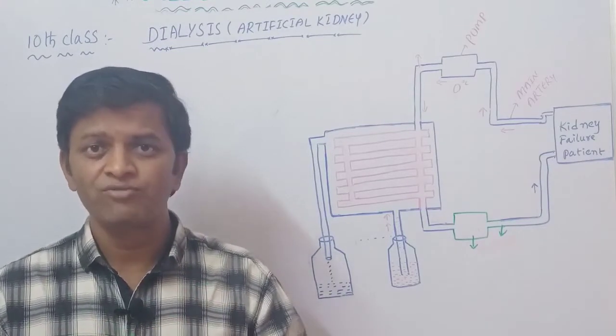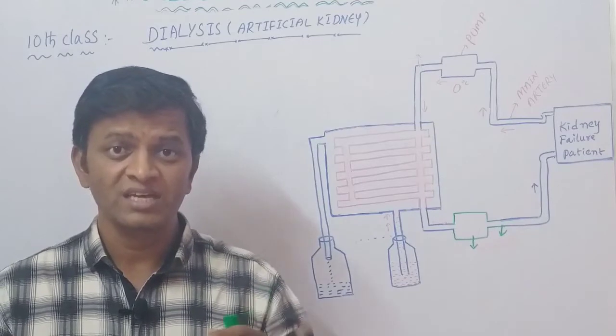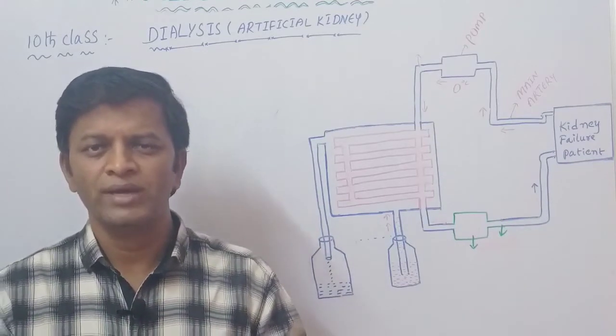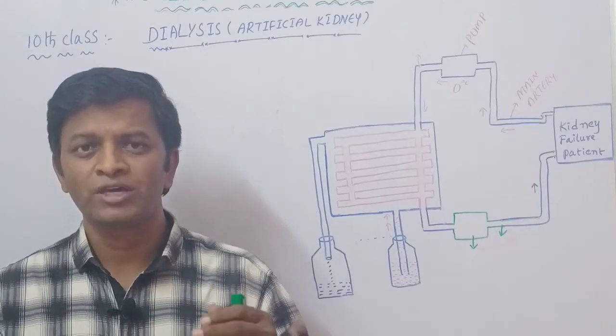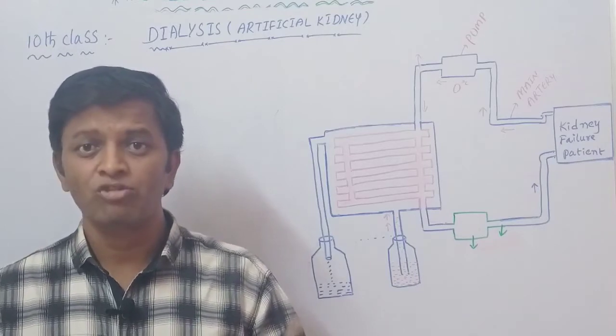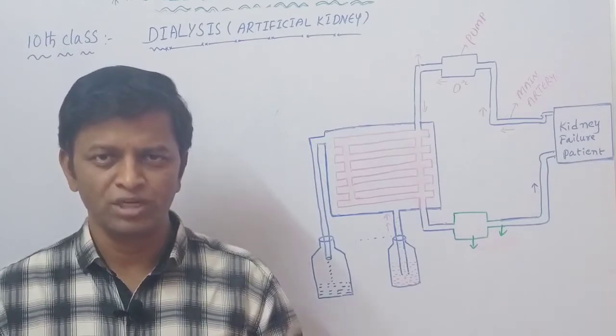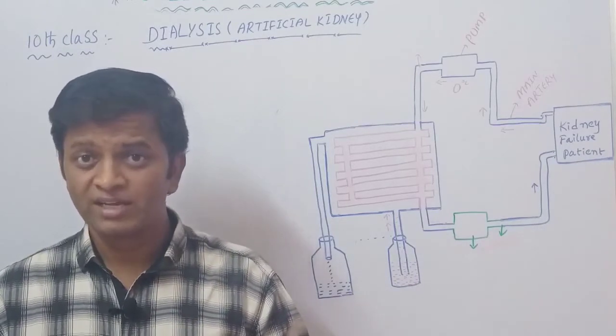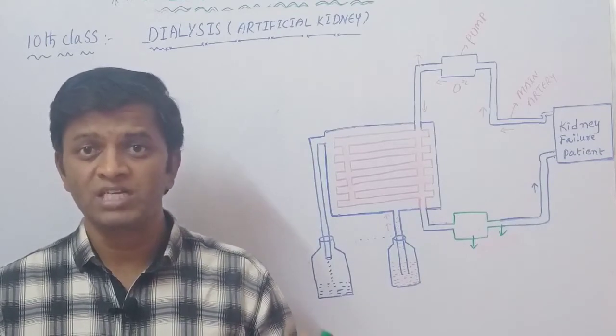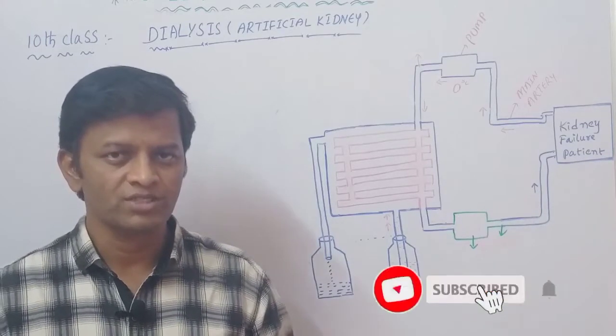When the kidneys do not function properly, what is happening? Due to the improper functioning of kidneys, waste materials are accumulated in our body. When the waste materials are accumulated, sometimes it may cause death.